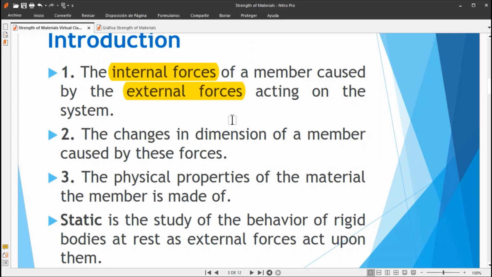Let's suppose that the member is your arm and your hand. This is the element that we are structurally analyzing. So the external force, let's suppose that you are holding a box up, and the external member is precisely the box, right? Because it's the member that is affecting the element that you're analyzing.